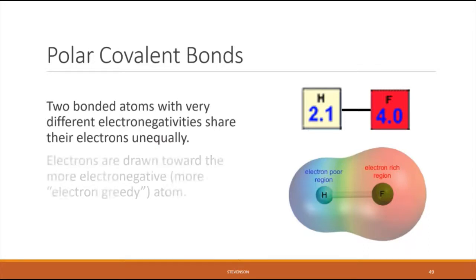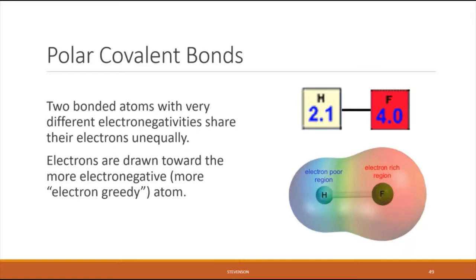The electrons tend to be pulled more strongly toward the more electronegative or the more greedy atom, which in this case is fluorine. This results in what are called an electron poor region of the molecule and an electron rich region of the molecule, because this greedy fluorine is drawing those electrons toward itself, leaving hydrogen with a lower quantity of electrons.